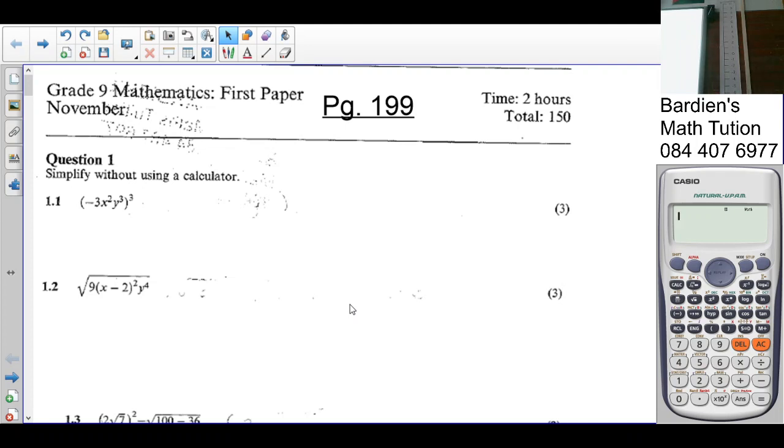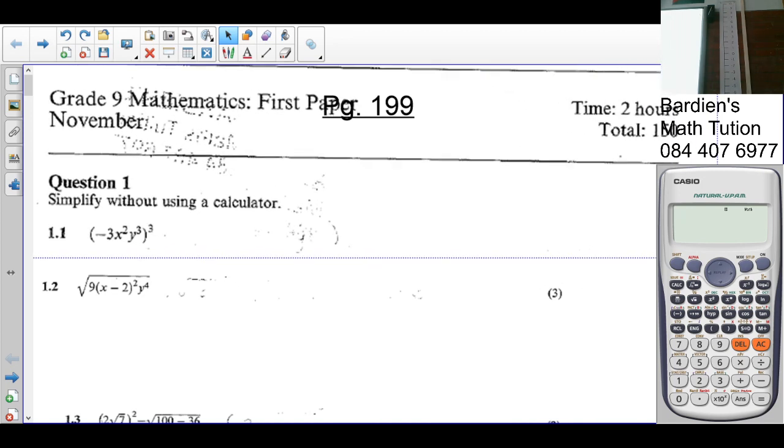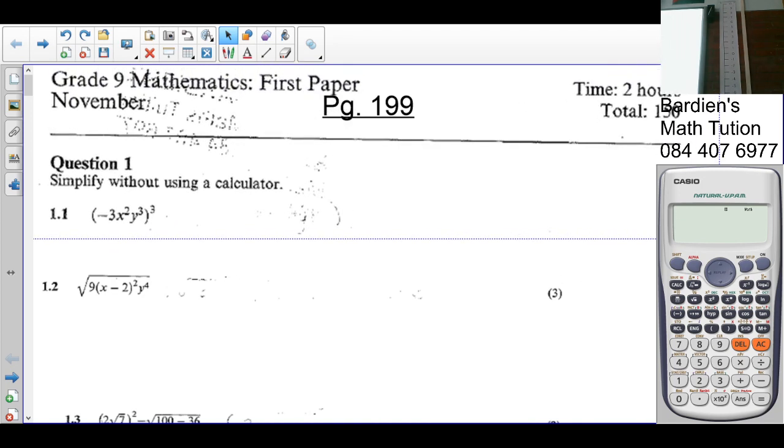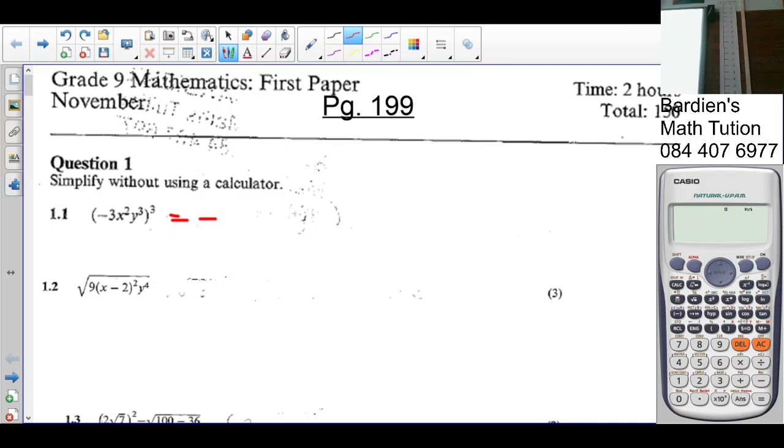So we are told in question 1, simplify without the use of a calculator. So without the use of a calculator to simplify this here, it will simply be negative 3 cubed, which is negative 27, x to the exponent 2 times 3, which is 6, y to the 3 times 3, which is 9. Okay, any confusion here?